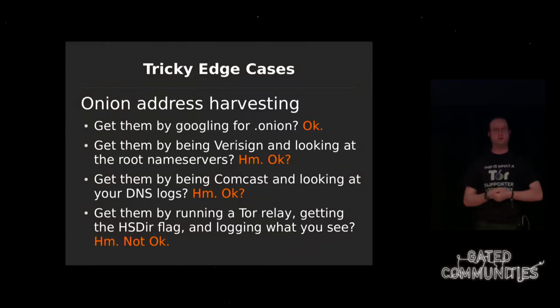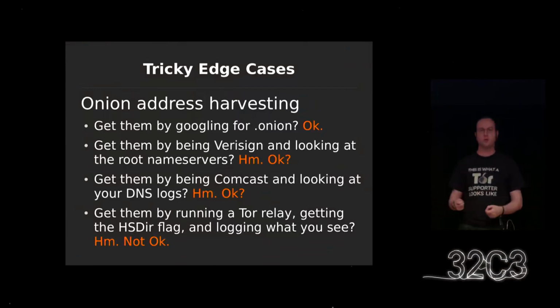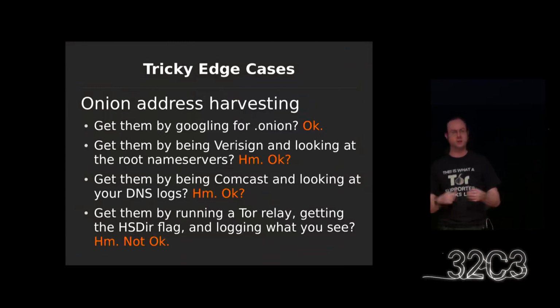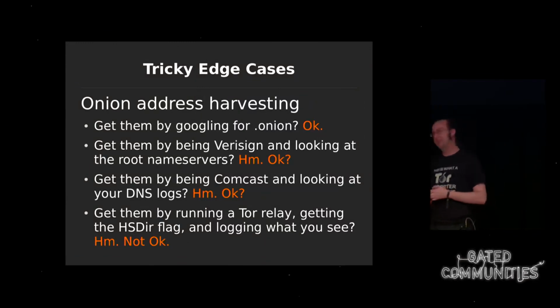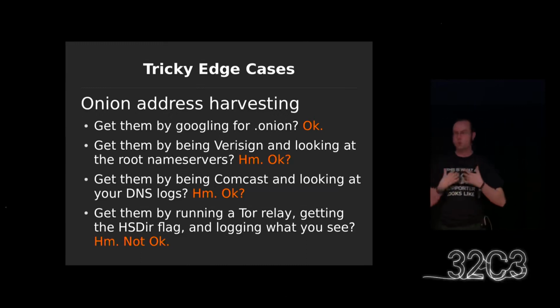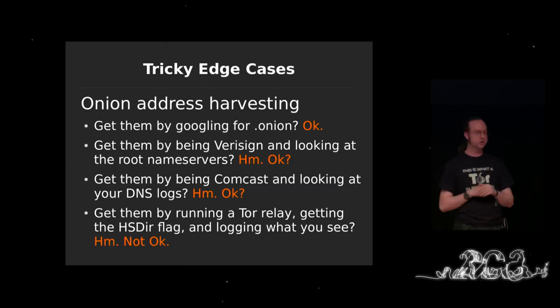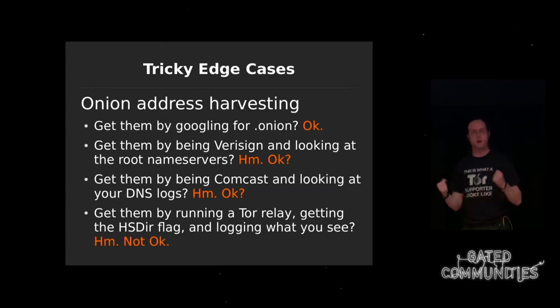Now a more complicated one. What if you're Comcast and you spy on all of your users to find out what their DNS queries are to learn about accidental leakage there? Again, I'm going to say it's complicated, but it's probably fine. They're already seeing it. There's nothing we, Tor, can do to change our protocol to make people accidentally leak these things. But then option 4, what if you want to learn a bunch of onion addresses?